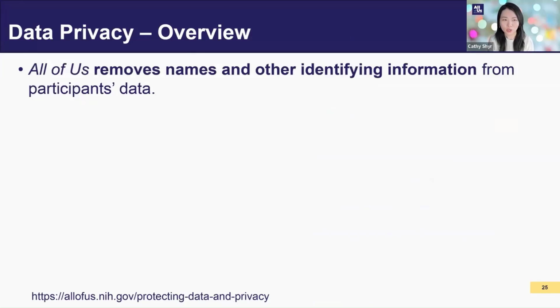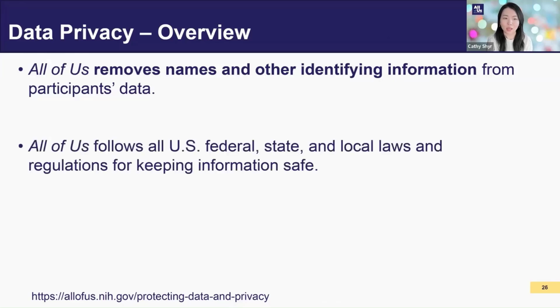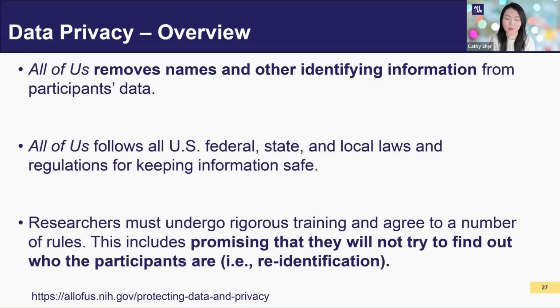In general, All of Us removes names and other identifying information from the participants' data to protect their privacy. The program follows all US federal, state, and local laws and regulations for keeping participants' information safe. On the researchers' end, they must also undergo very rigorous training, like all of you have, and agree to a number of rules. This includes promising that they will not try to find out who the participants are, meaning that they will not try to re-identify participants using the data set.